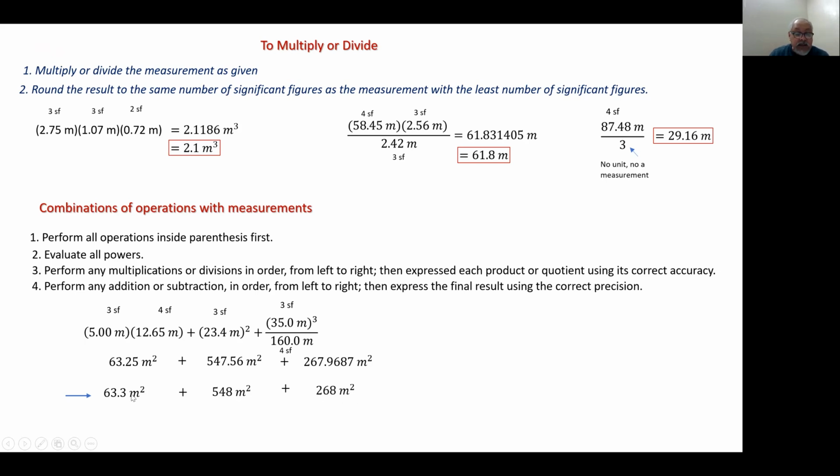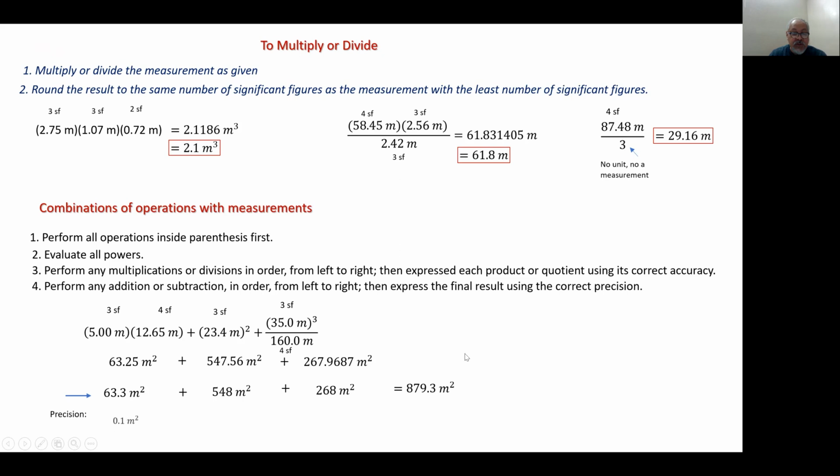Now, let's add these 3 measurements, right? And to add these 3 measurements, we use precision. Remember? Okay, let's find the precision. Well, this is the answer, correct? This is the answer, and this is correct. But we have to use precision to represent the result.